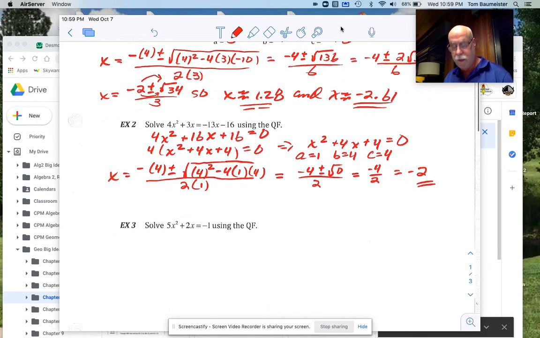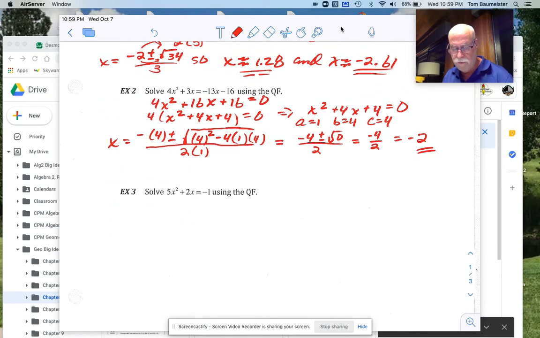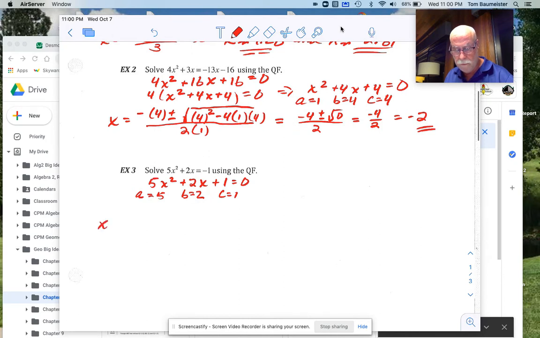All right, and then 3, solve 5x squared plus 2x minus 1 equals negative 1 using the quadratic formula. Again, we have to get everything on one side in standard form. So if I bring the negative 1 over to the other side, it becomes a plus 1. And again, I'm going to set that equal to 0. So in this case, a is equal to 5, b is equal to 2, c is equal to 1. Let's just plug it in.